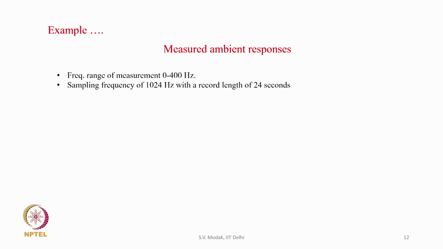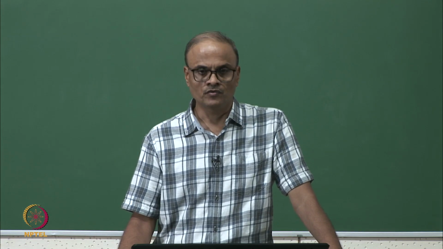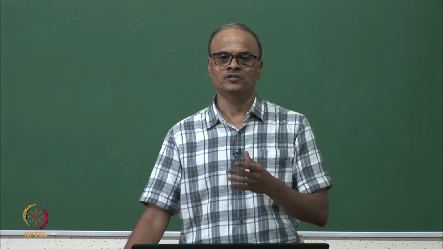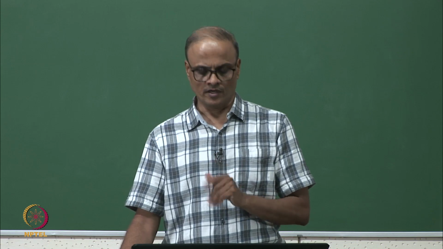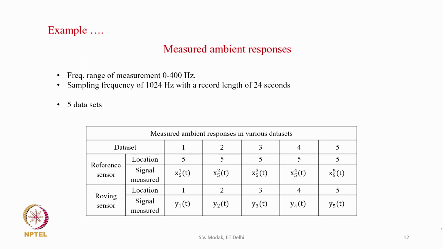The measurements are taken over a frequency range of 0 to 400 hertz at a sampling frequency of 1024 hertz, and we take a record length of 24 seconds. In operational analysis, we generally take long record lengths because we need to find cross correlation functions, and a long record length ensures that the estimates are sufficiently accurate. We will have 5 data sets, and this is the summary of measured ambient responses in the various data sets.